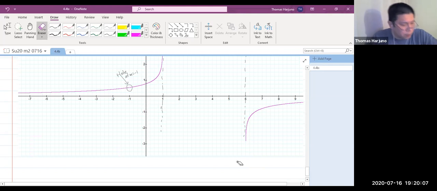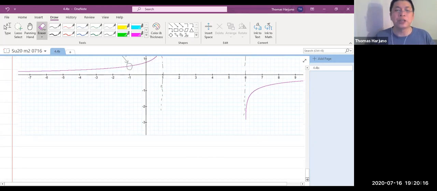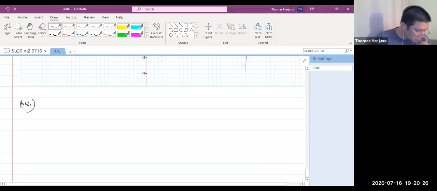A little topic from this 4.4 that I still need to take care of, just very little. It's about how to solve some log equations using a calculator. For example, number 56, part A. Solve for x. Log x equals 1.8965.